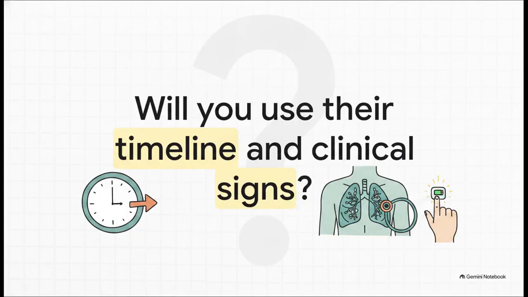Dyspnea is absolutely terrifying for the patient. But for you, the clinician equipped with this framework, it doesn't have to be. By systematically moving through the onset timeline, recognizing those positional triggers, and hunting for precise physical signs, you completely remove the guesswork. So the next time a patient looks at you with wide eyes and says, "I can't breathe," will you let the panic take over? Or will you calmly listen to their timeline and clinical science to find the truth?